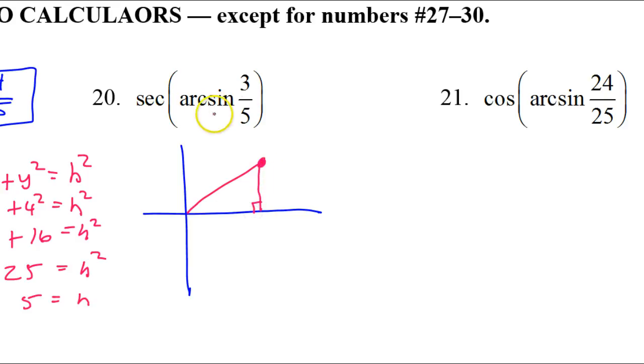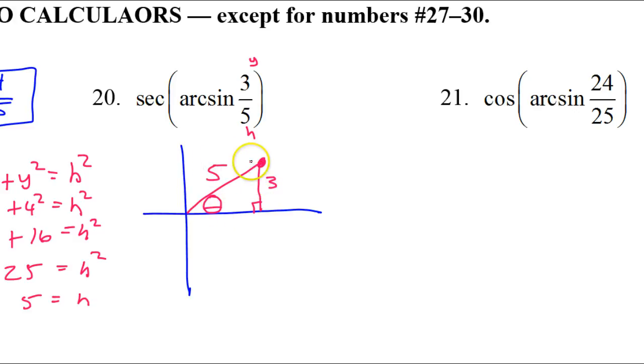All right, arcsine is an angle. It's this angle right here. It's the angle whose sine is 3/5. So that means the sine of this angle is 3/5. And we know that sine is the y value, well, it's opposite over the hypotenuse. Okay, so that means this is 3 and this is 5.